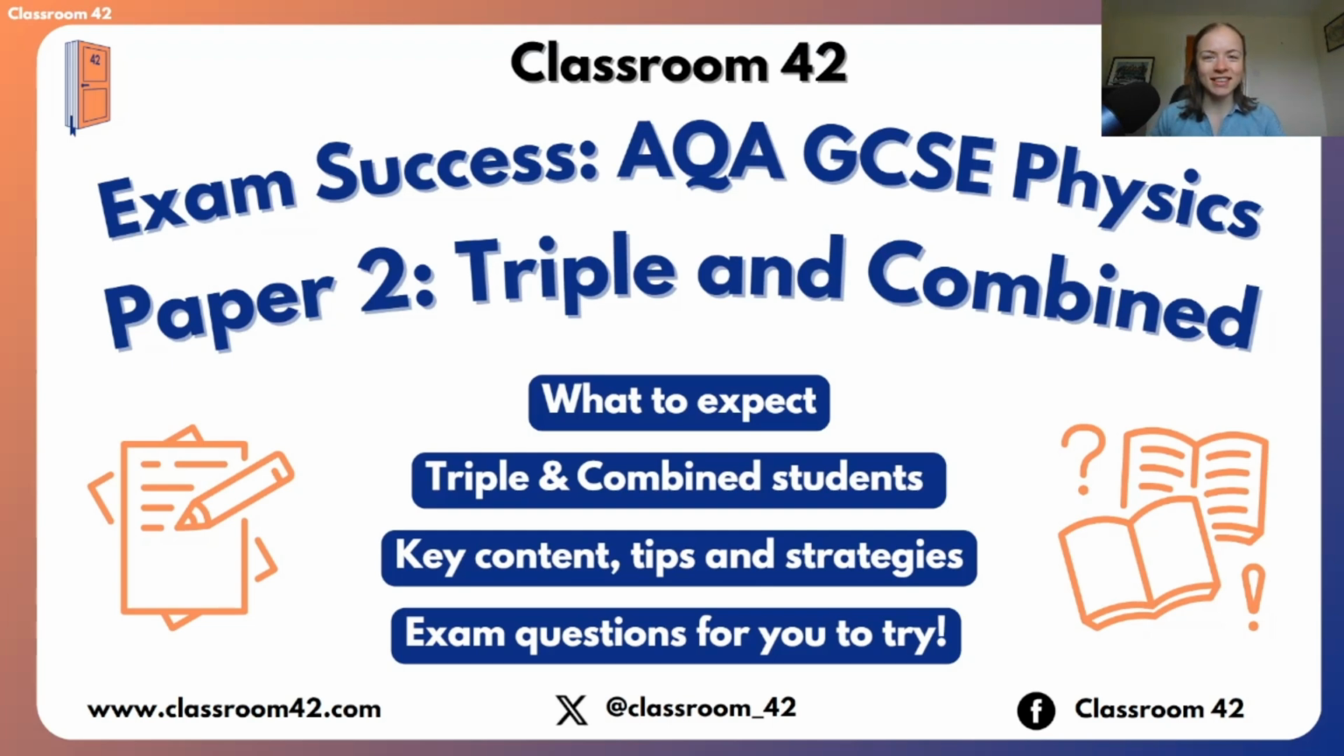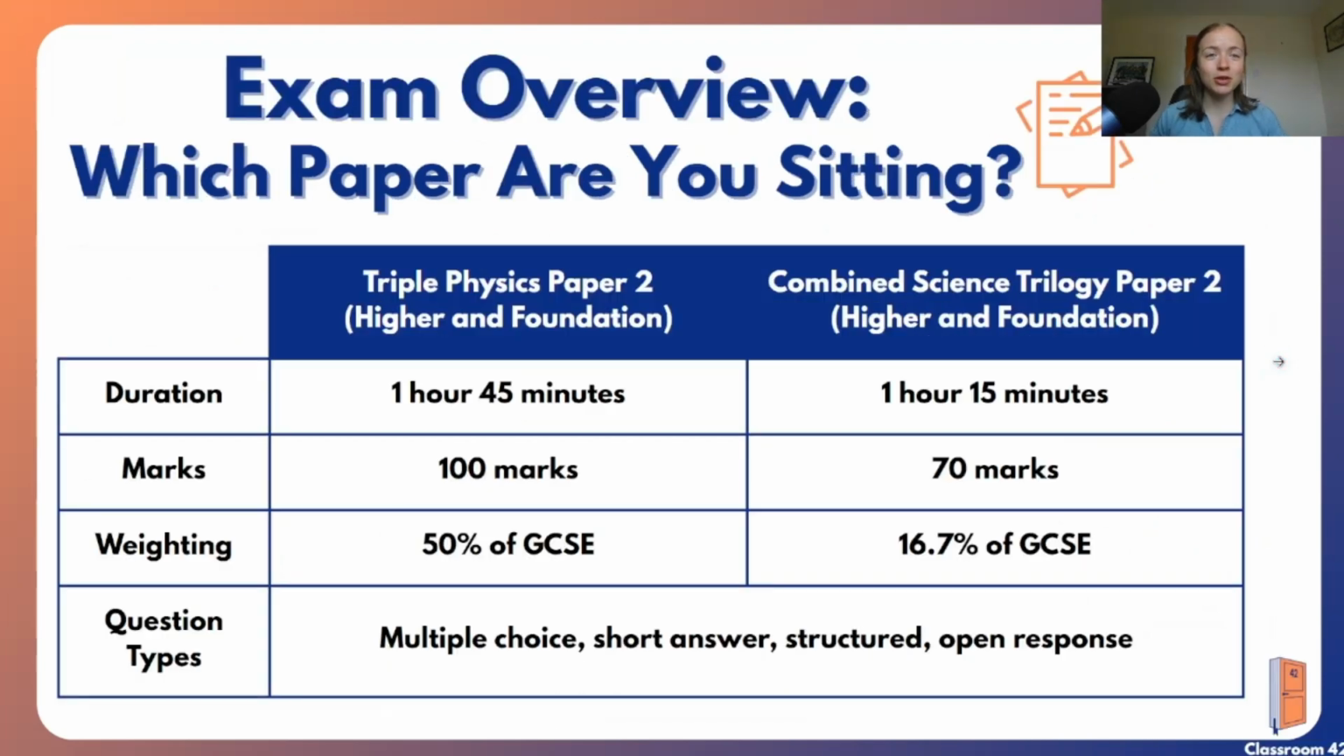So let's get started. Paper 2 is structured in the exact same way as paper 1, which will be for triple science students an hour 45 minutes and worth 100 marks, making up 50% of your GCSE, whereas for combined students you'll be doing a 1 hour 15-minute paper worth 70 marks and comprising 16.7% of your combined science or double science award GCSE. Each of these will be a mix of multiple choice, short answer, some structured responses such as tables or diagrams, or open response as well.